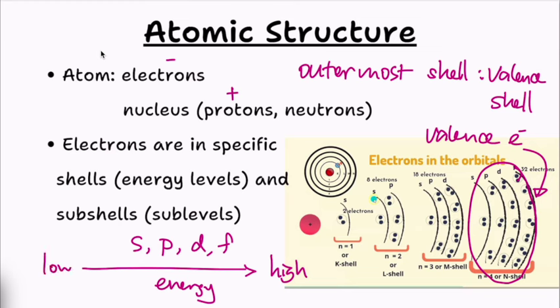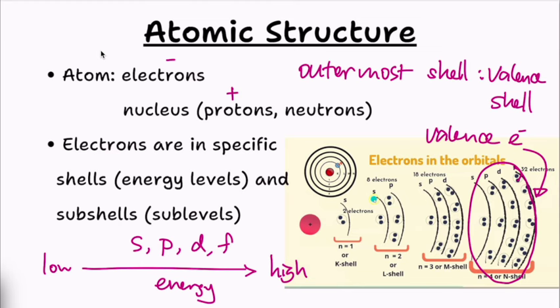And for n equals 1, we only have S shell. For n equals 2, we can have S and P subshells. For n equals 3, we have SPD, 3 subshells. For n equals 4, we can have SPDF. And starting from n equals 4, n equals 5, n equals 6, all of those have SPDF, 4 different sublevels.